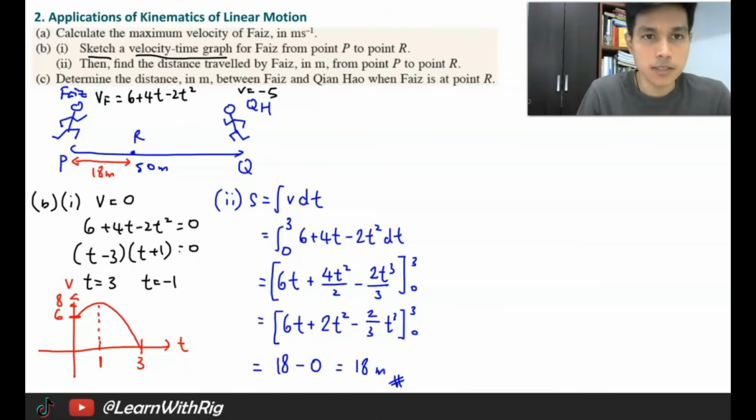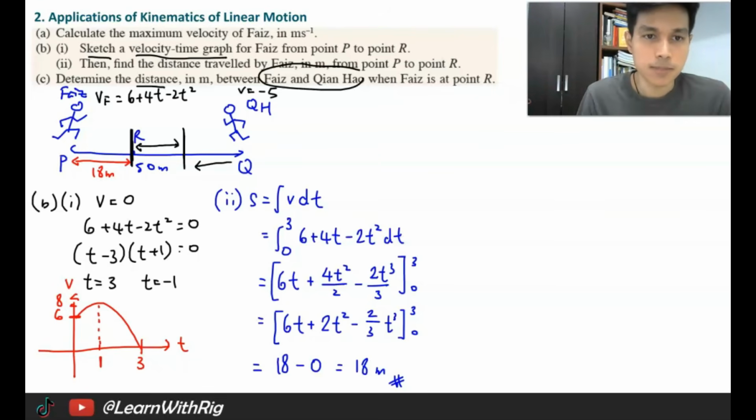Now question C. Question C is asking to determine the distance between Far East and Chen Hao when Far East is at point R. So when Far East already reached point R, we need to know where is Chen Hao. Maybe he's here. Let's say he's here lah. Okay, so they want to find the distance between two of them. So that means this distance. Okay, so for me to find that, I need to know how far he has traveled. Correct?